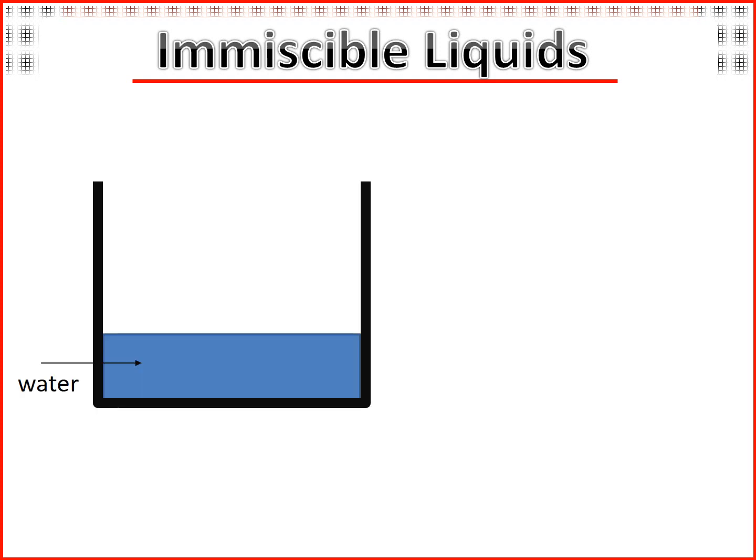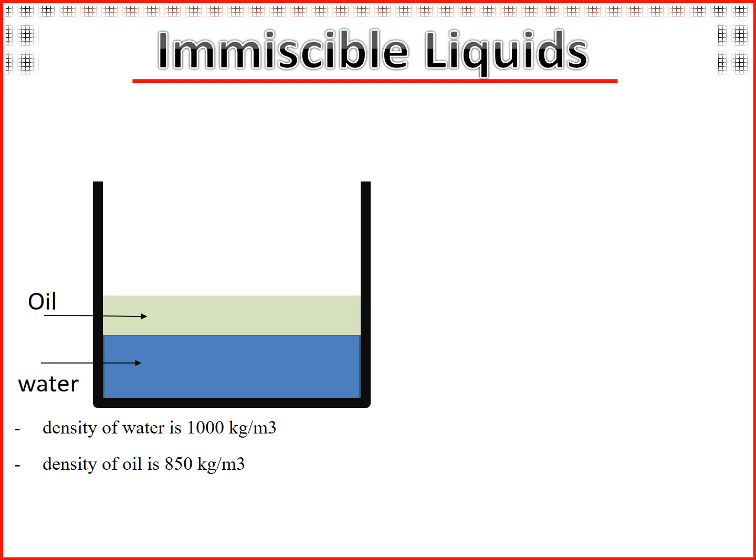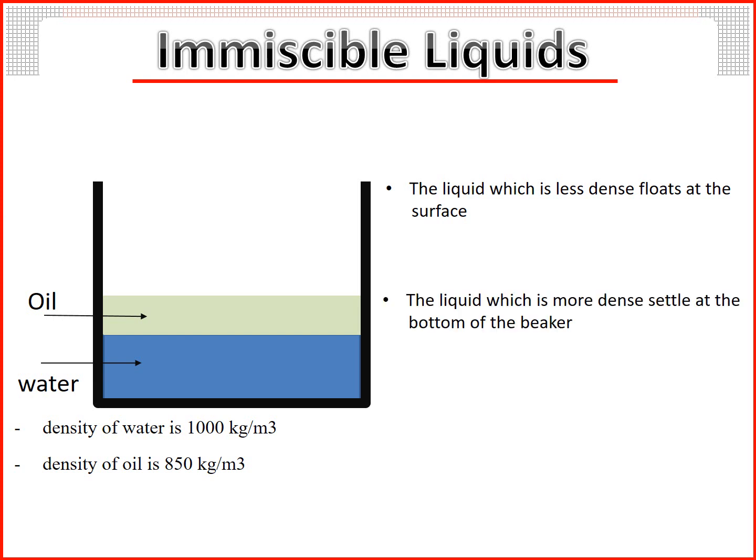To determine the relative position of immiscible liquids in the same beaker, let's discuss this example. In this beaker we have water, and we pour a certain quantity of oil in this beaker. We observe that oil floats at the surface, while water settles at the bottom. If we compare the densities, we observe the density of oil is less than the density of water. Then we can conclude the liquid which is less dense floats at the surface, while the liquid which is more dense settles at the bottom of the beaker.